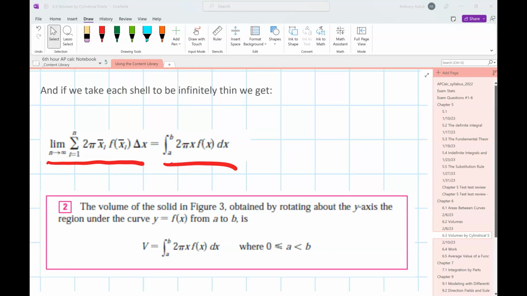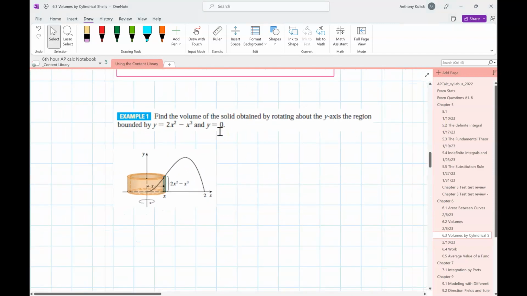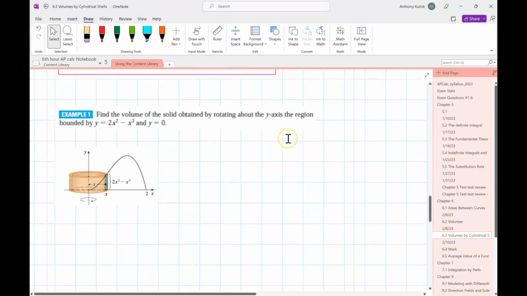Okay, all right, let's do some examples now. Let's go back to that problem that we stated at the beginning, 2x squared minus x cubed, and let's now calculate the volume for this using the shell method we've just talked through.